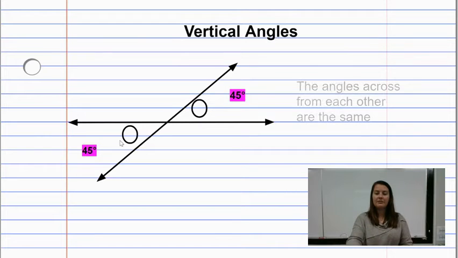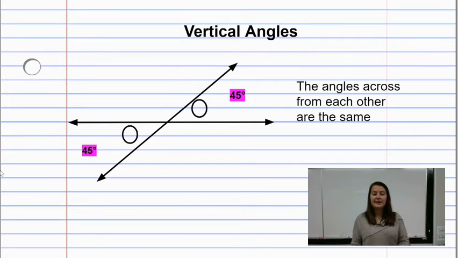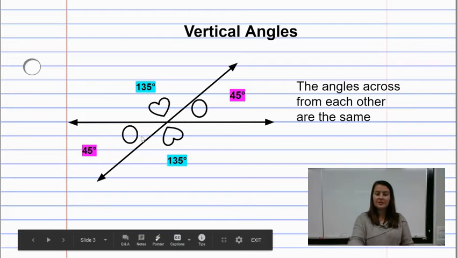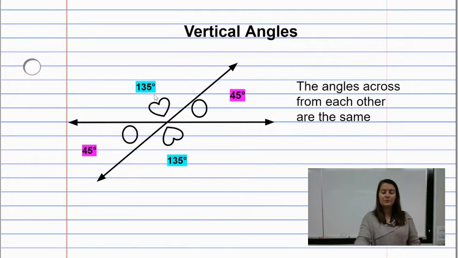Something about vertical angles, they are the same. They are congruent. What did we say congruent means? Congruent means that they are the same. So the angles directly across from each other, 45 degrees, they are congruent. At this point of intersection, there is also another pair of vertical angles. It is the angles with the hearts in them. They are also congruent, and they are equal to 135 degrees.